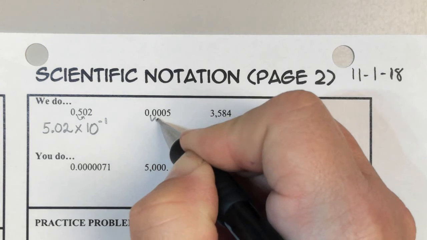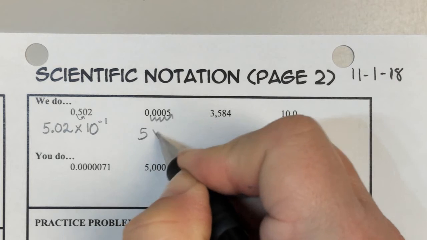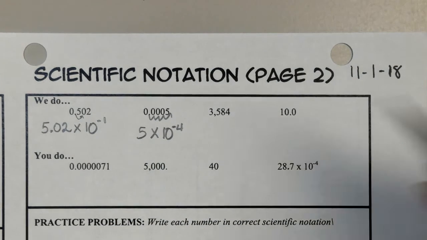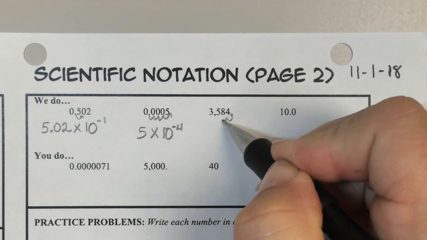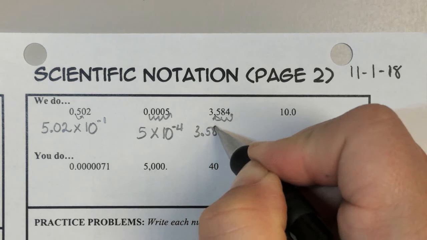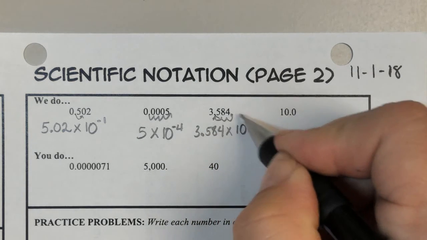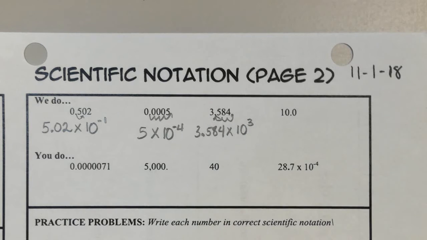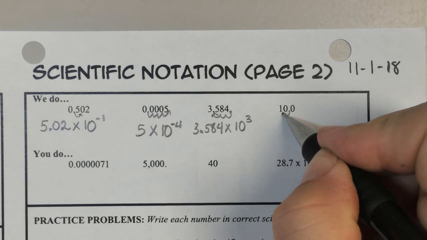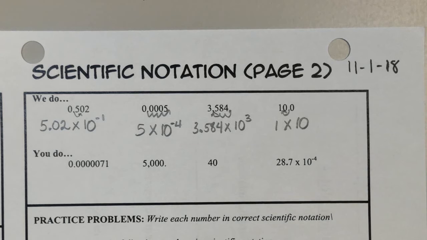This one must move 4 jumps, so it's going to be 5 times 10 to the negative 4 because it started out less than 1. Couple more. 1, 2, 3. That's going to be 3.584 times 10 to the third power because I started out with a number greater than 1. And then 10 in scientific notation is going to be 1 times 10 to the first power, but I don't have to write the first power.